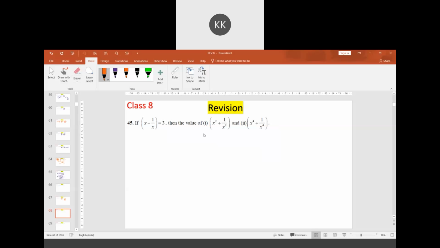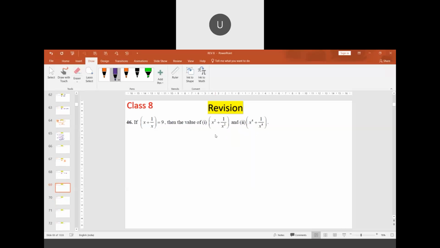If x minus 1 by x is equal to 9, it will be 11. So 11 square is 121 minus 2, which is 119.